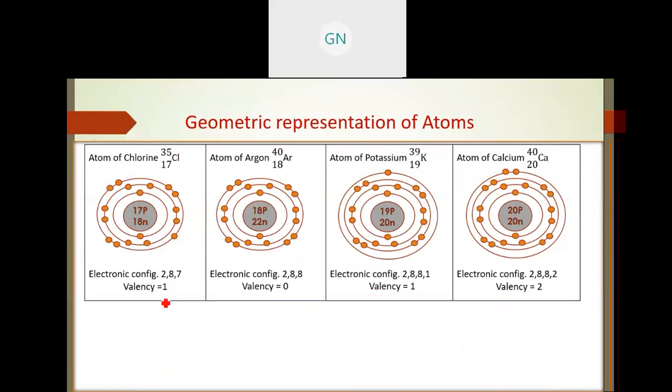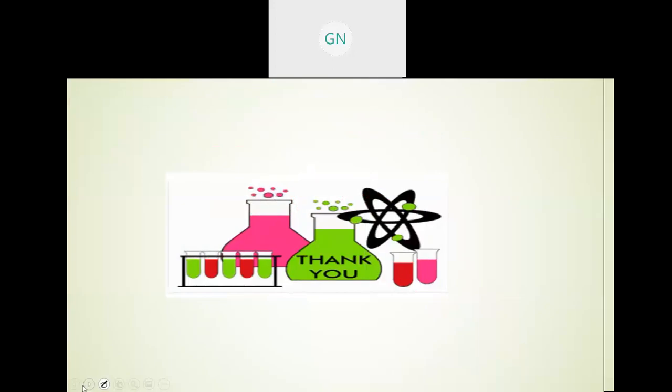Chlorine, atomic number 17, 2, 8, 7. 8 minus 7, 1. So valency is 1. Argon 2, 8, 8. So 8 minus 8, 0. And potassium 19, atomic number, 2, 8, 8, 1. So valency is 1. Outermost shell electron is 1. Calcium 2, 8, 8, 2. So the outermost shell electrons are 2. So valency is 2.